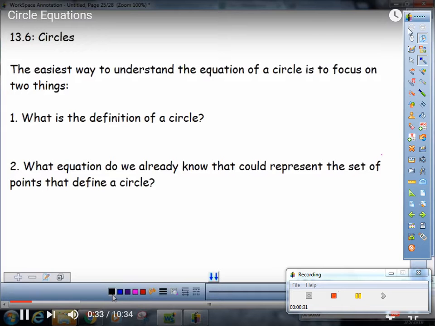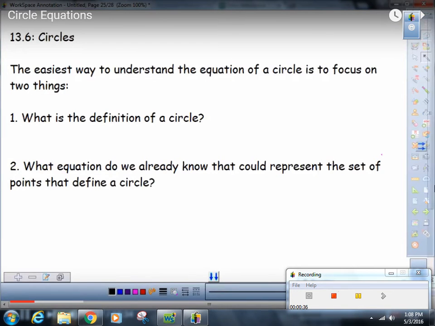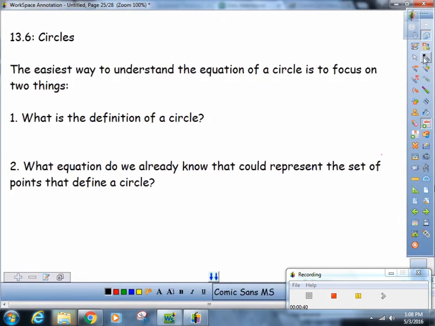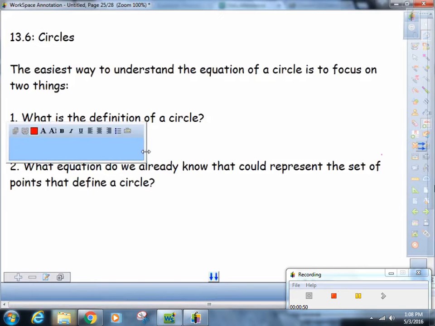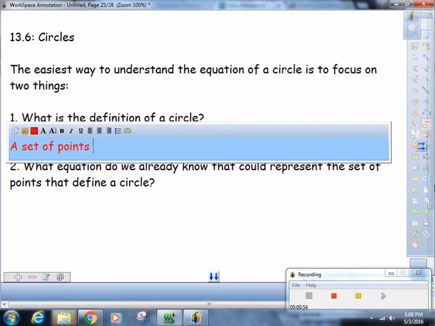We've walked you through it before, and in order to understand it, the best thing we can do is come up with a good definition of a circle. Okay, can anyone do that? Ryan? A set of points that are all equidistant. Excellent. A circle is a set of points that are equidistant from a given point called the center.